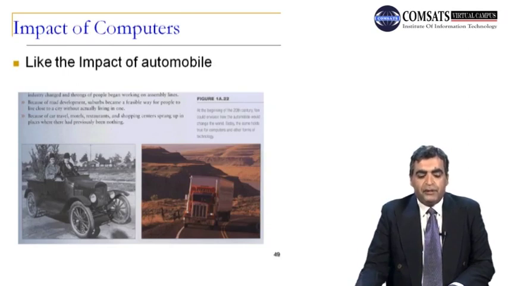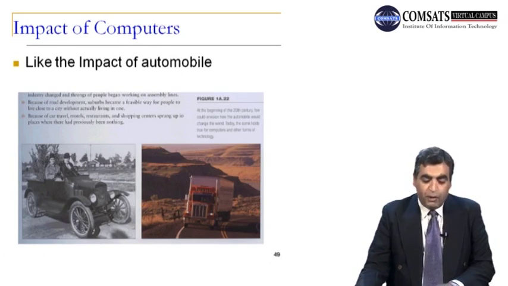Let's talk about the impact of computers. It is like the impact of automobiles. When automobiles came, they changed the lifestyles of the people. Because of the car, people were able to travel faster, farther, and cheaper than ever before. Because vehicles could be mass produced, the nature of manufacturing and industry changed, and throngs of people began working on assembly lines. Because of road development, suburbs became a feasible way for people to live close to a city without actually living in the city.